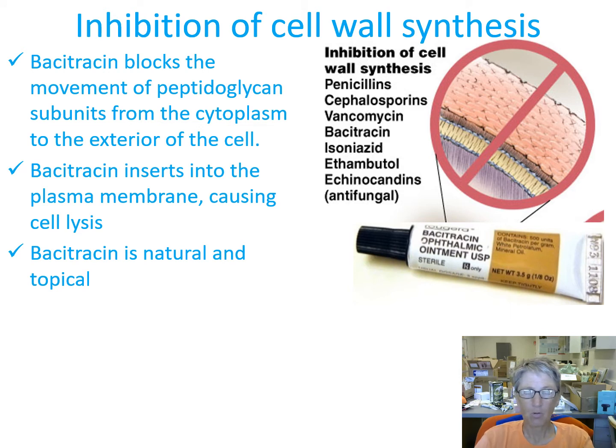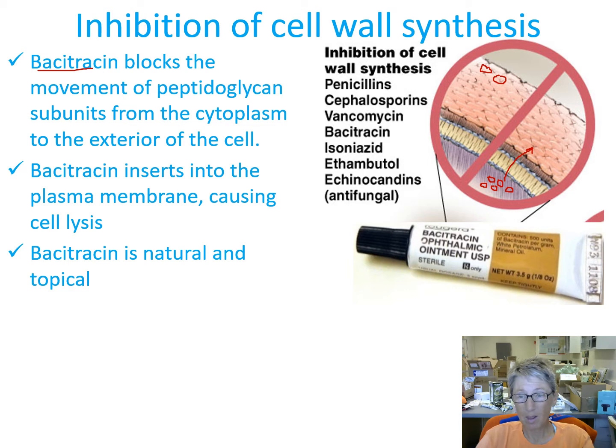All right, so let's look at some more drugs. Bacitracin blocks the movement of peptidoglycan subunits. Those are the NAG and the NAM in the cell wall. It blocks the movement of those subunits from the cytoplasm to the exterior of the cell. So the bacteria could be making the peptidoglycan subunits here in the cytosol or cytoplasm, and then they ship them out to build the wall. Bacitracin blocks that movement of these subunits to the wall, so you can't build the wall.